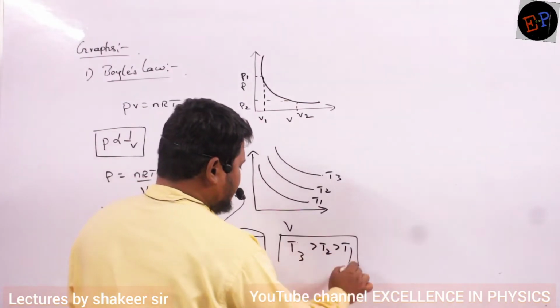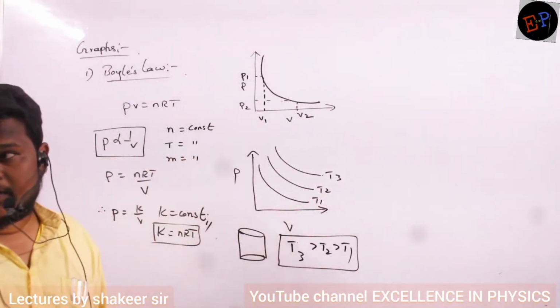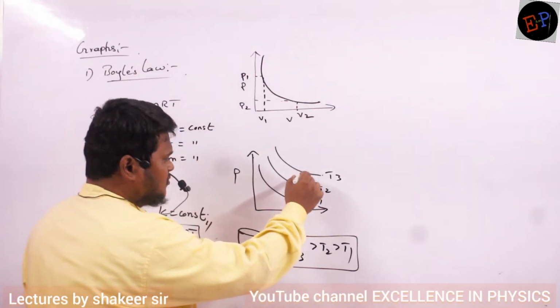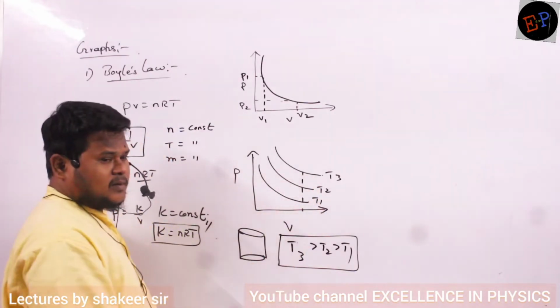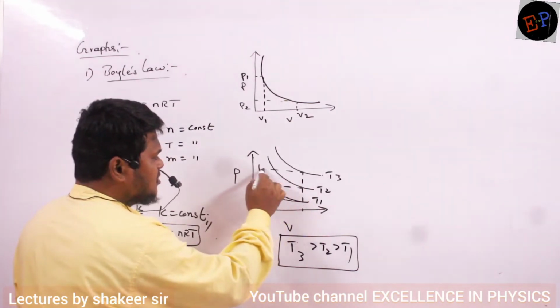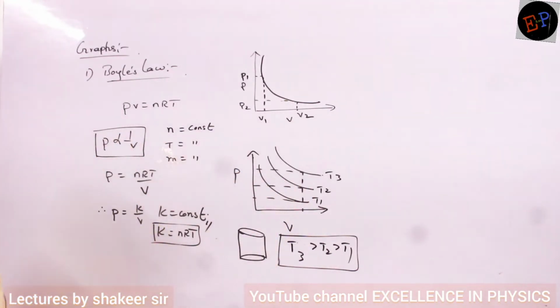How can you say? Volume constant. Oh, okay. If I take it at constant volume, what will happen? Pressure is directly proportional to temperature. How can you say pressure is directly proportional to temperature?